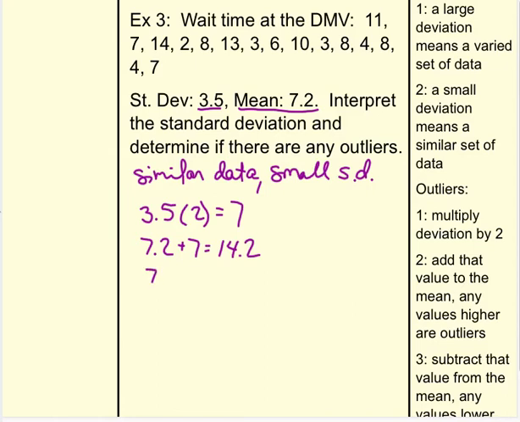And then you would take that same value of 7 and subtract it from the mean. And there was no wait time that was less than 0.2 minutes. Everybody had to wait at least, it looks like, 3 minutes. So no outliers.